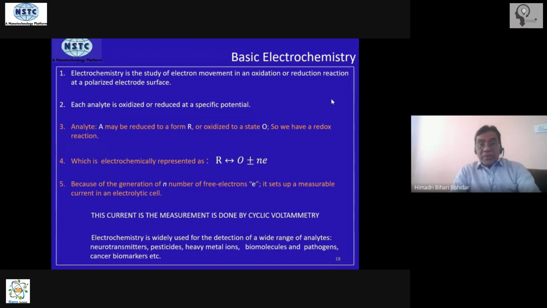Now, if I illustrate it, suppose I have some compound or analyte which is A. In the reduced form, I'll write this as R, and when it is in oxidized form, I'll write this as O. So a redox reaction can be simply written as: the reduced form of A is related to the oxidized form of A through the release or absorbance of n number of electrons. This plus or minus n e, n number of electrons e. Depending on whether this is plus or minus, the reaction is either an oxidation reaction or a reduction reaction.